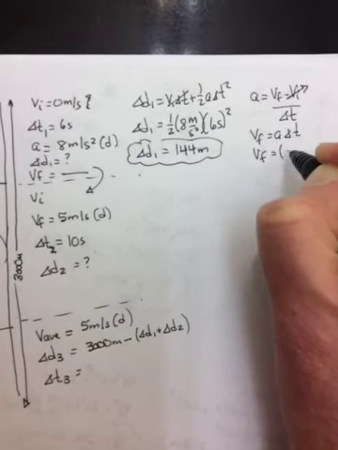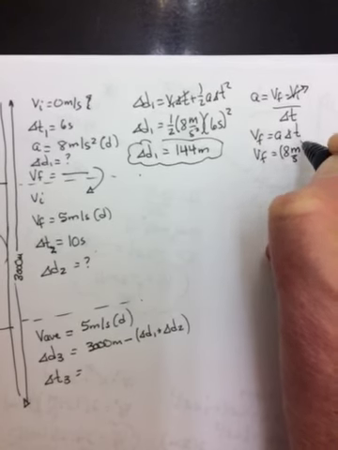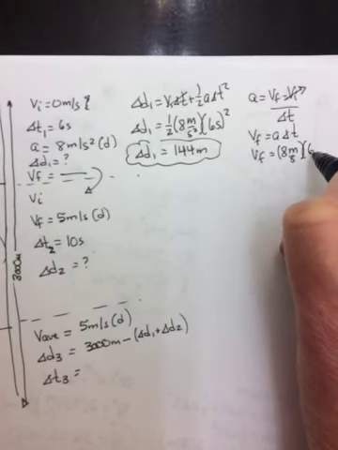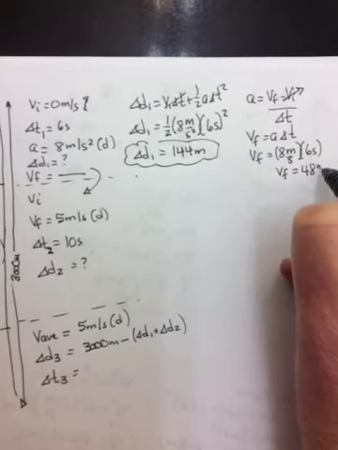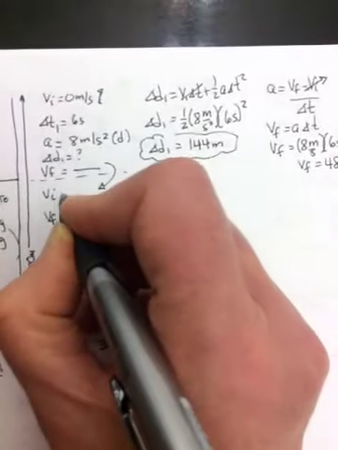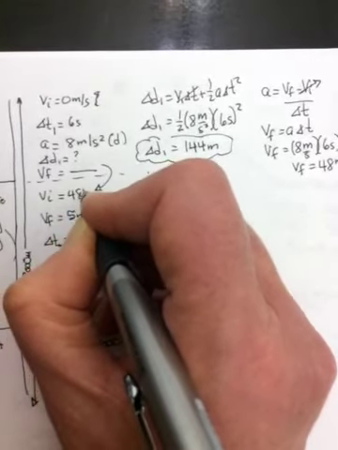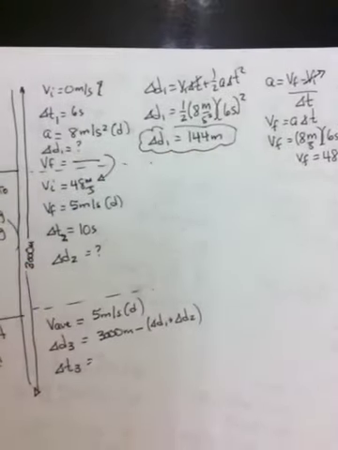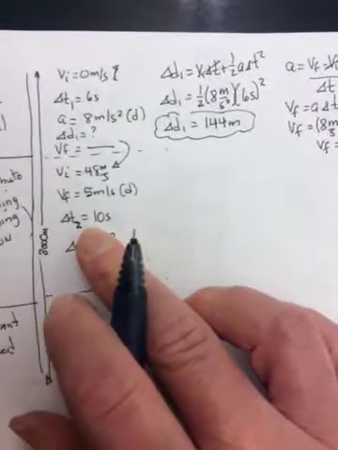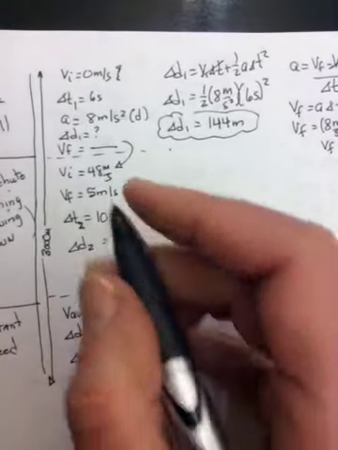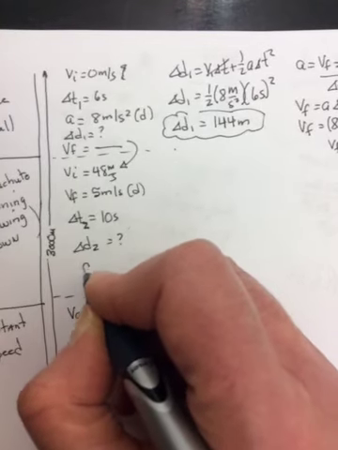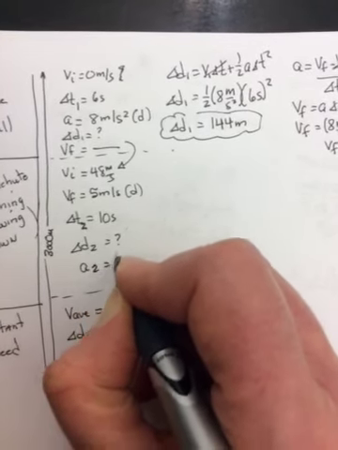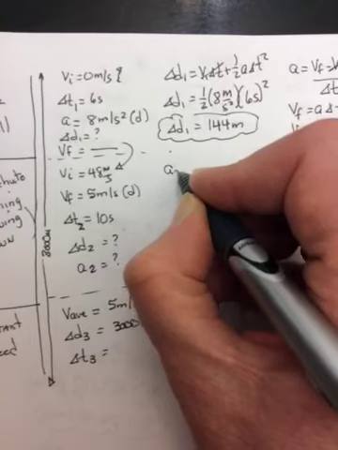So VF is going to be equal to 8 meters per second squared times 6 seconds. VF is 48 meters per second. And so that means our VI is 48 meters per second. So once we have that, now we can get our delta D2, or we can move at least to the next section. Now, this section has an acceleration, which we don't know, but that we can find.